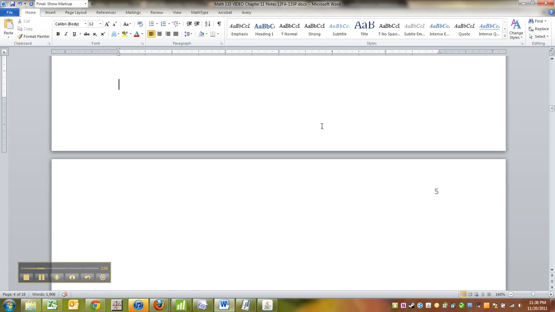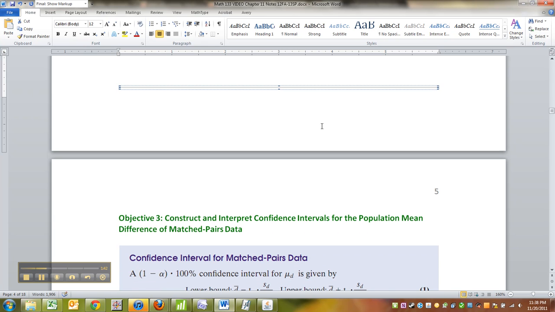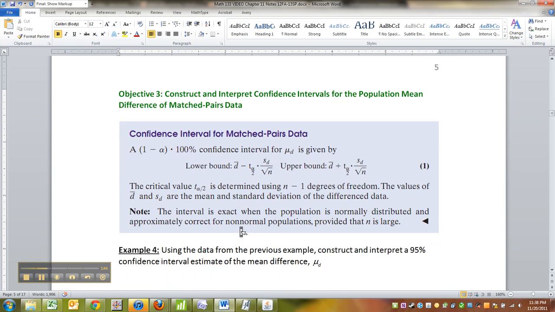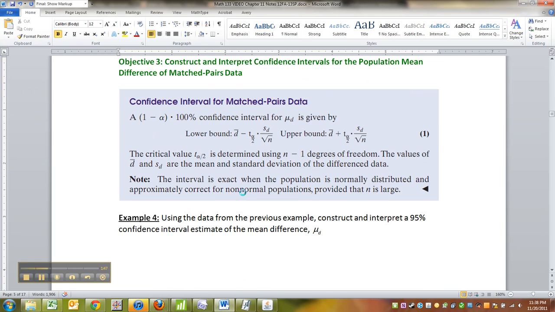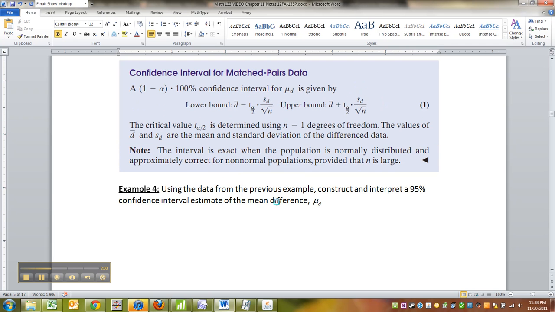Okay, so now that leads us to the other thing we can do, which is we can create confidence intervals for the same thing. Because if you can create tests for it, you can make confidence intervals for it. Now, the confidence intervals for these are kind of simple because they're very similar to the ones we did in chapter 9. Namely, you take your d bar and you subtract away t alpha over 2 times s d over the square root of n, and you add it on and you're done. And the interval is exact when the population is normally distributed and approximately correct for non-normal populations, provided that n is large enough. So we're going to construct and interpret a 95% confidence interval for that mean.